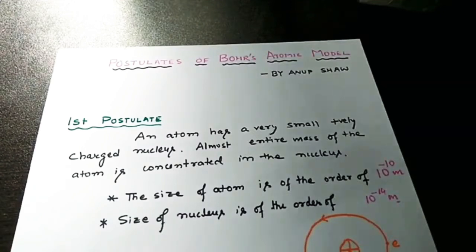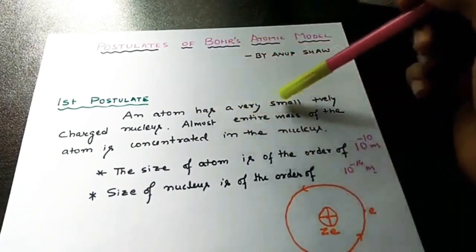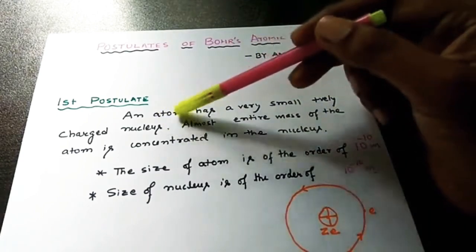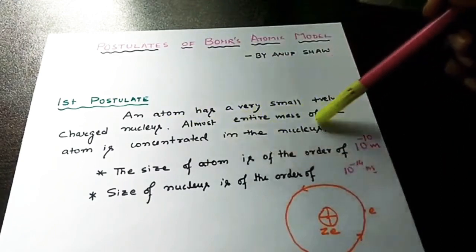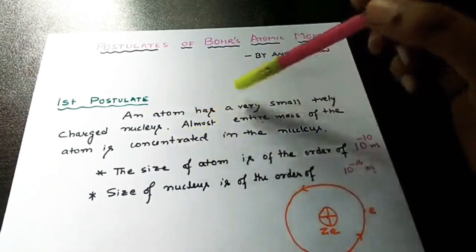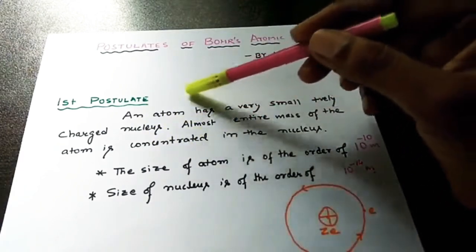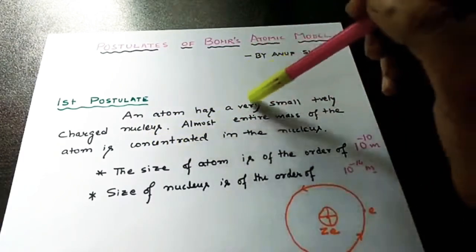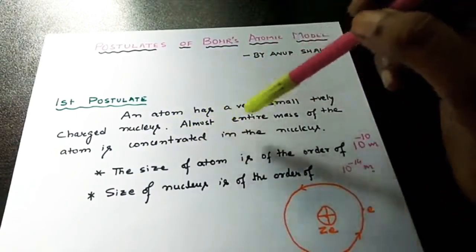So there are some postulates of the Bohr's, and let's start from the first postulate. The first postulate says an atom has a very small positively charged nucleus. Almost the entire mass of the atom is concentrated in the nucleus. That means the large portion of the atom is empty, and nearly the whole mass is concentrated in the nucleus.